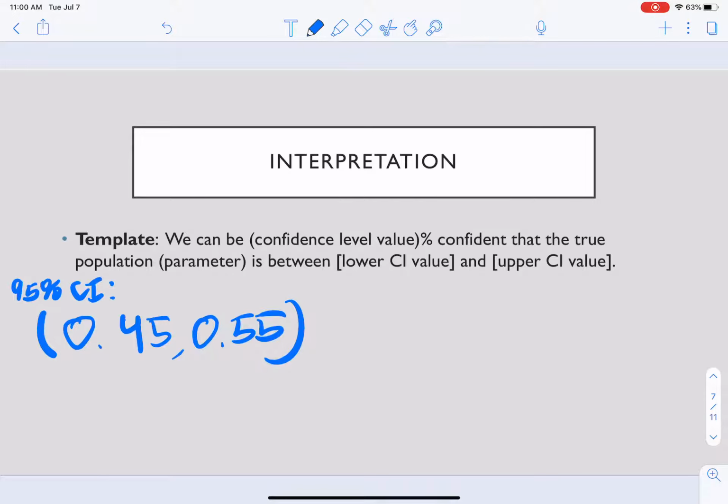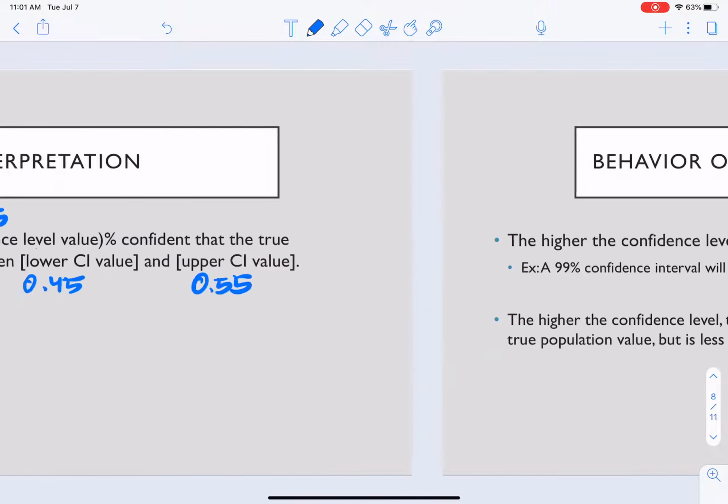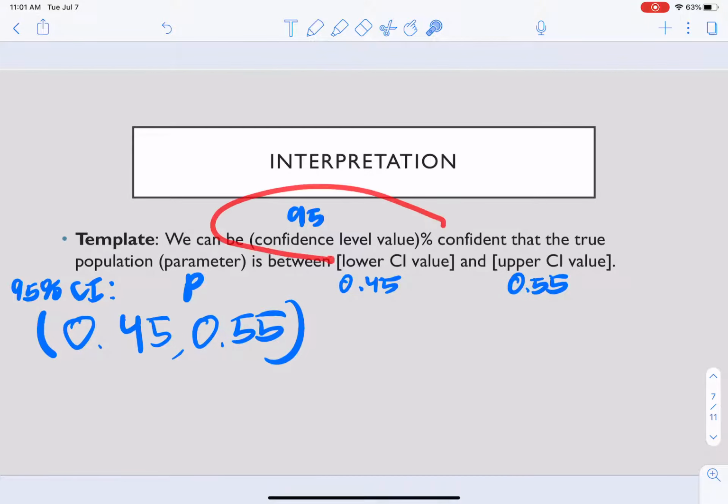CI is short for confidence interval. Again, 2 totally random values that I picked. But in this case, we would say we can be 95% confident that the true population proportion is between 0.45 and 0.55. We are 95% confident that the true population proportion is between 0.45 and 0.55. Well, what does this 95% confident mean?